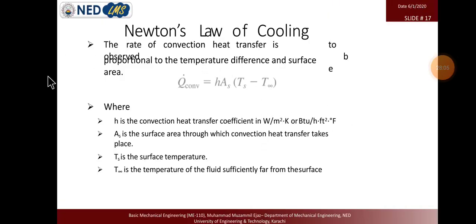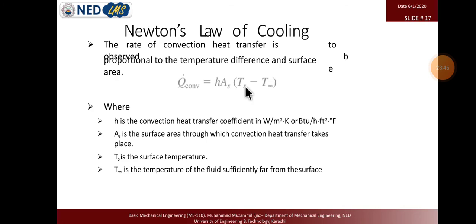Now the law related to convection is Newton's law of cooling. It states that the rate of convection heat transfer is observed to be proportional to the temperature difference and the surface area. I just corrected this wording. I don't know why it was replaced over here. So the heat transferred in convection by Newton's law of cooling, found by experiment, is directly proportional to the area and the temperature difference.